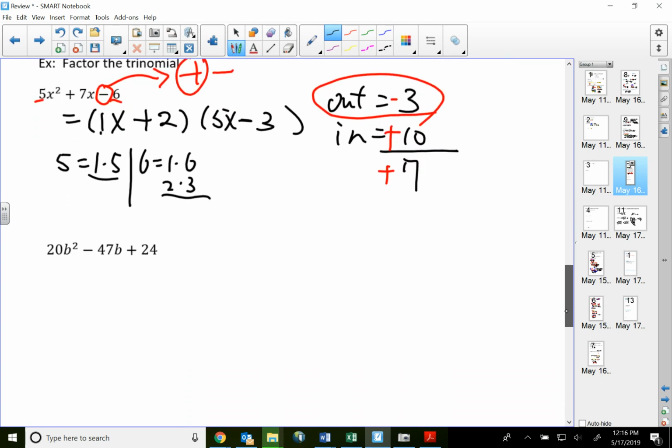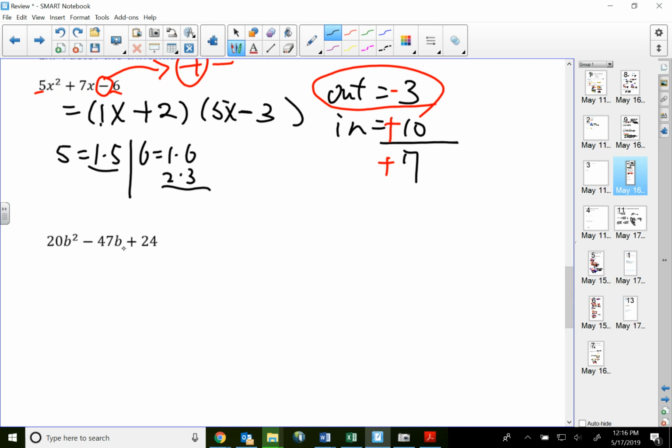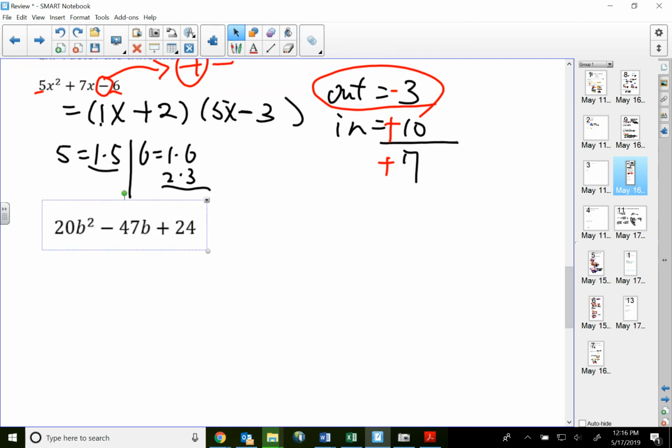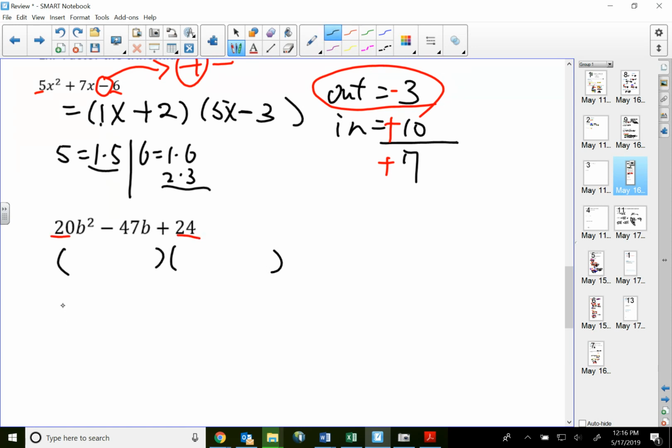Now let's try another one. 20b squared minus 47b plus 24. So there's no greatest common factor between the 3 terms. All right, so 2 parentheses right away. Step number 2: find all the factors of the first term and the last term, 20.